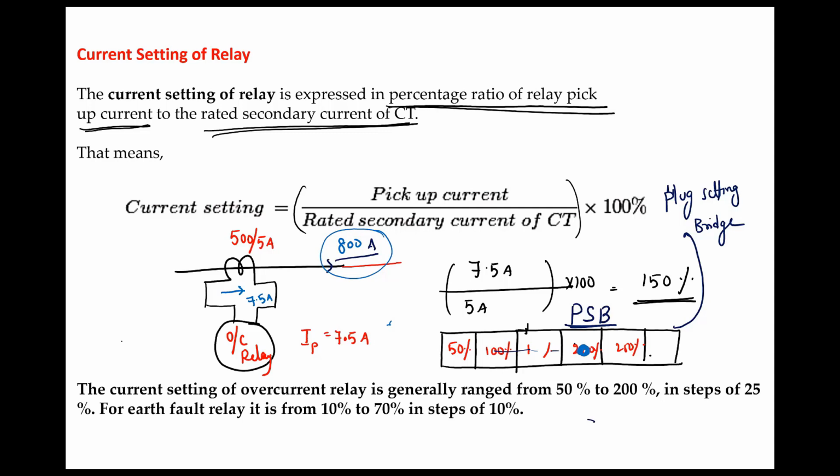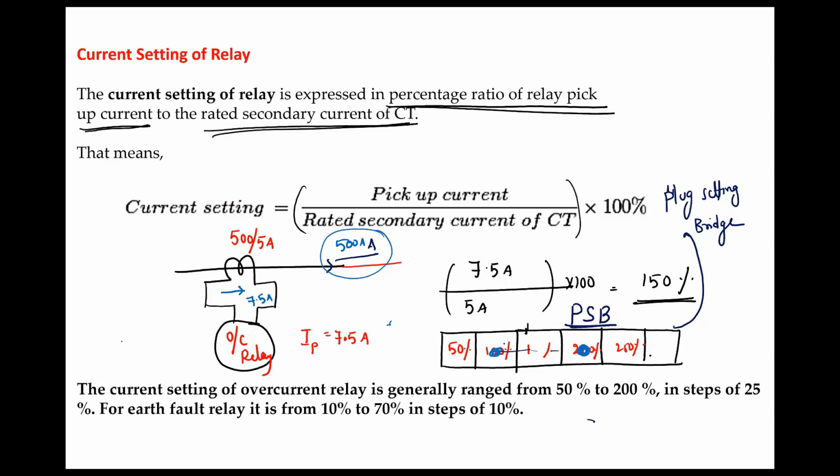Suppose one big motor has failed. Tomorrow one big motor has failed, so now the full load current has come down to around 450 or 500 ampere. You want your system to be protected. Any current above 500 ampere is a dangerous current, that means overload current. So now you have to decrease the setting to 100%.